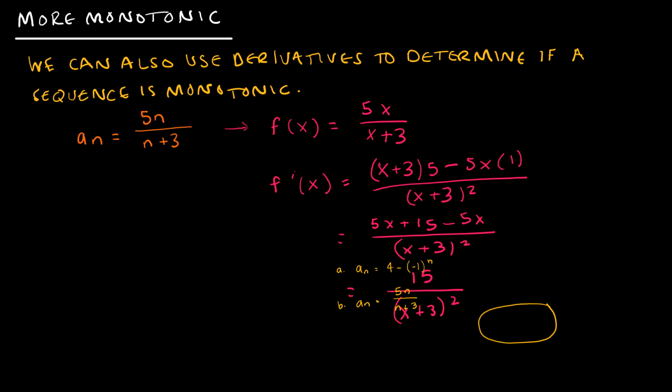Now, why is the derivative helpful? Because we know that the first derivative of a function tells us if that function is increasing or decreasing. So if the derivative is positive, then the function is increasing, and if it is negative, then it's decreasing. By finding the derivative of this function, I can see that no matter what I plug in for x, it's going to be squared. So I've got 15 over some positive value, and 15 over a positive value is always going to be positive. So because this is always positive, this is always increasing, and therefore it's monotonic.